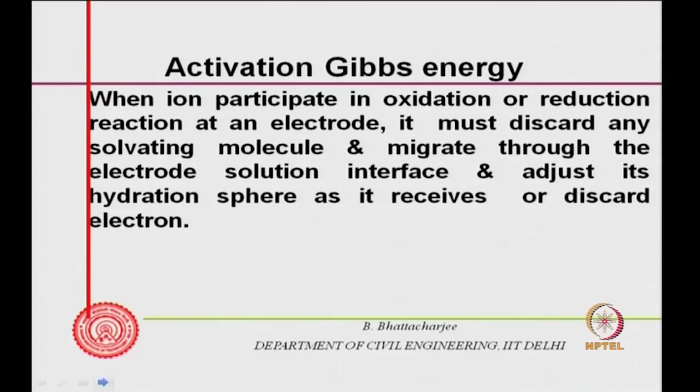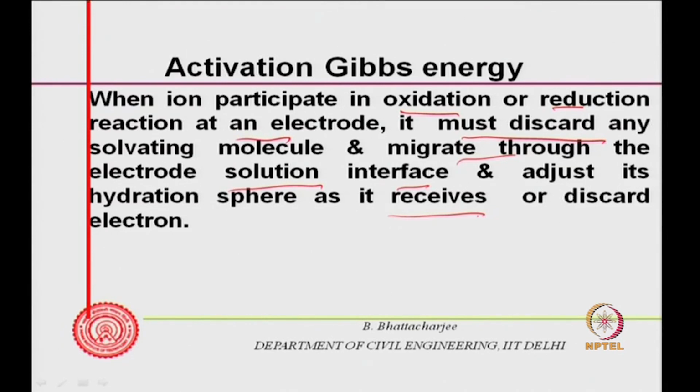Now, with activation, when I am applying additional current from outside, when an ion is participating in an oxidation or reduction reaction, it must discard any solvating molecule to which it was associated. So, if it was associated with some molecule or situation, it must get out of it, migrate through the electrode solution interface, and adjust its hydration sphere as it receives or discards an electron. So, either it will discard an electron, supposing it is in the metal.